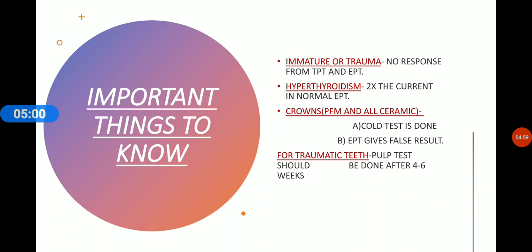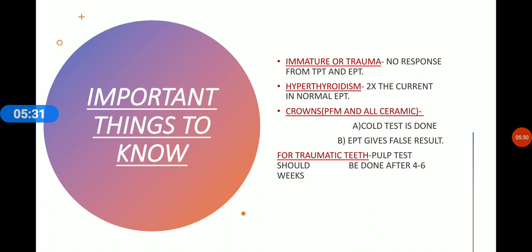Number 2. In hyperthyroidism, there is hypercalcemia. You can check why there is hypercalcemia in physiology books. So when we have hypercalcemia, we know that calcium blocks the sodium channel, and sodium is important for the generation of the action potential. So if there is hyperthyroidism, there is hypercalcemia, and we require twice the current which is required in a normal electrical test.